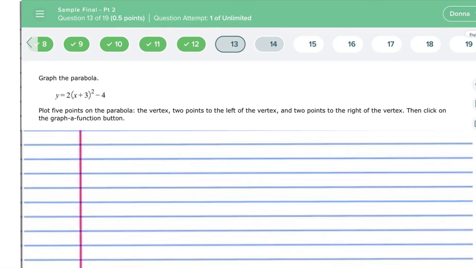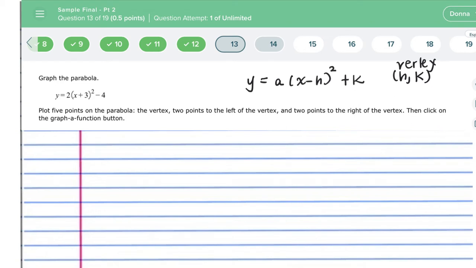Now we're working on problem number 13 of Sample Final Part 2. We're asked to graph the parabola y equals 2 times the quantity x plus 3 squared minus 4. So we see that our parabola is in standard form. That's where we can determine the vertex. It's of the form y equals a times x minus h squared plus k. Then we know that the vertex is going to be (h, k).